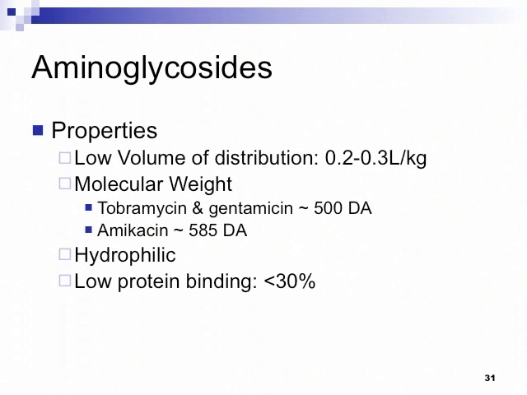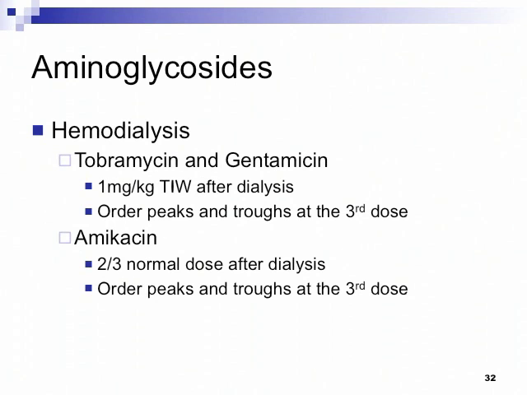For aminoglycoside, these are hydrophilic drugs, so they have a low volume of distribution because they stay mostly in the plasma. Molecular weight is kind of small too. Both of them, either amikacin or tobramycin or gent, are small, and the protein binding is low, less than 30%. This means that the free drug stays mostly in the plasma. That's why it is removed.